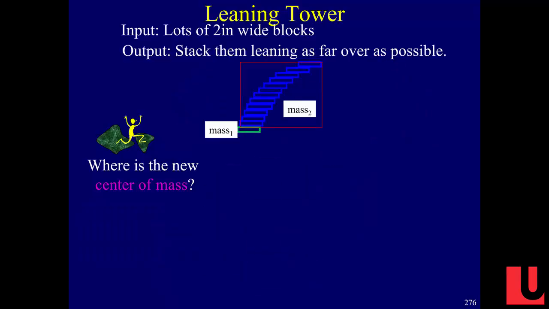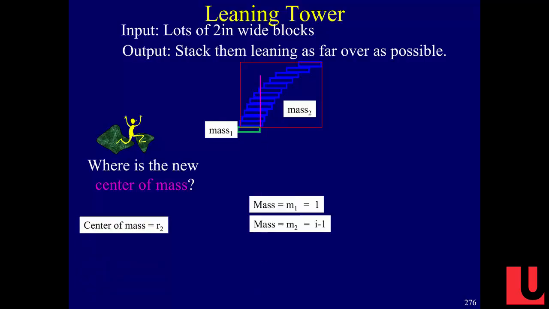All right, so now let's do it. Let's calculate what our masses are. The mass of the green block is just one block, so let's call it 1. The mass of the blue block, well, we haven't said how many there are, but let's say that this is our ith block, so the number above us is I minus 1. So we have our masses. Now let's figure out where our center of mass is.